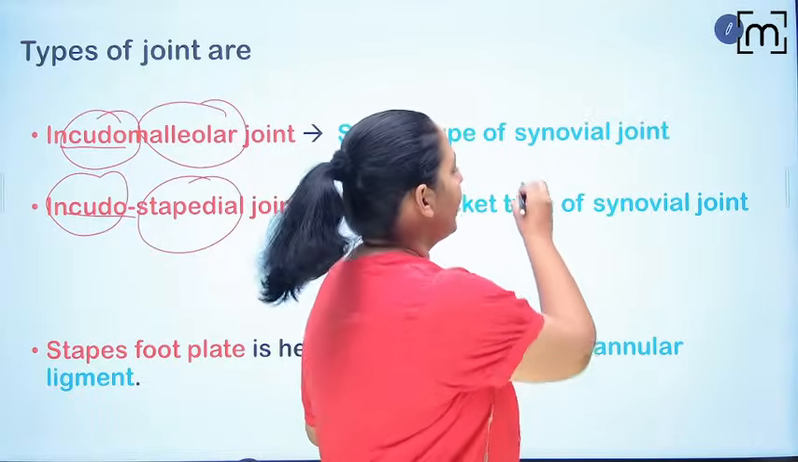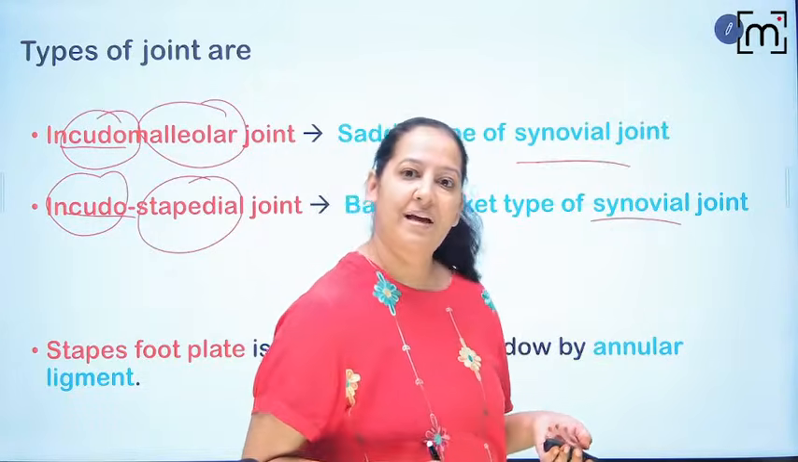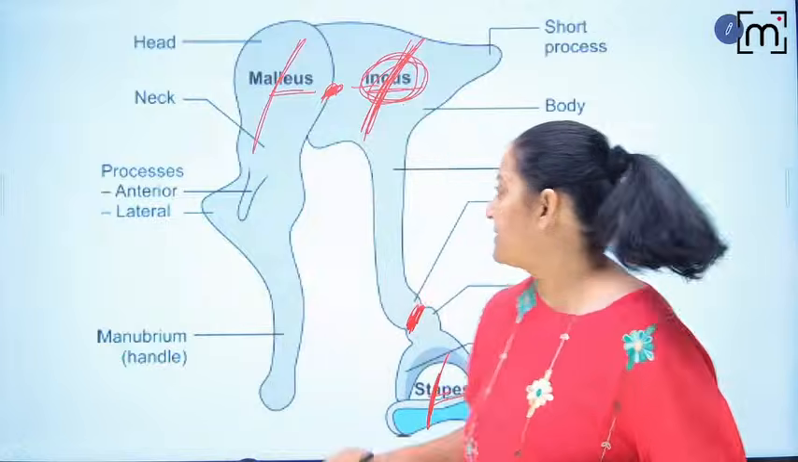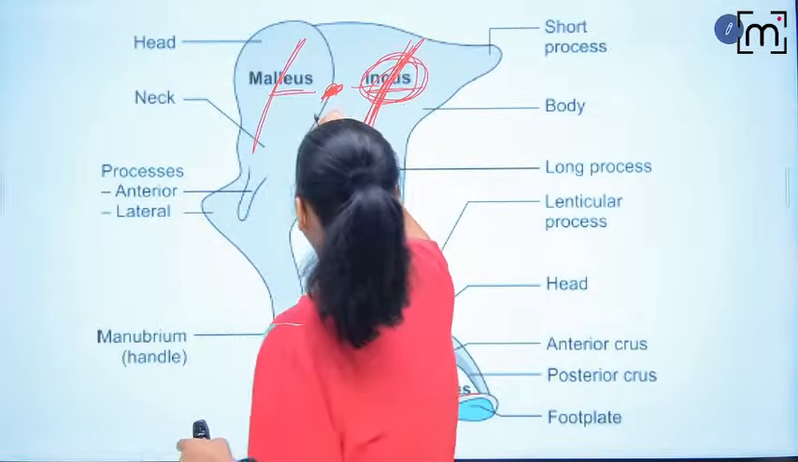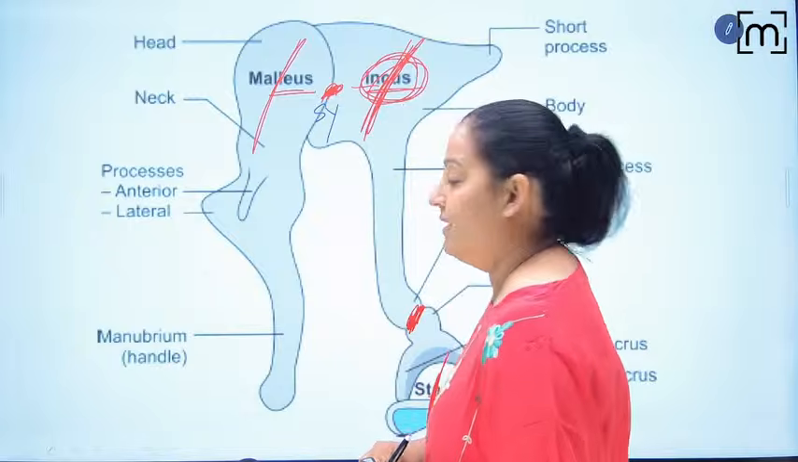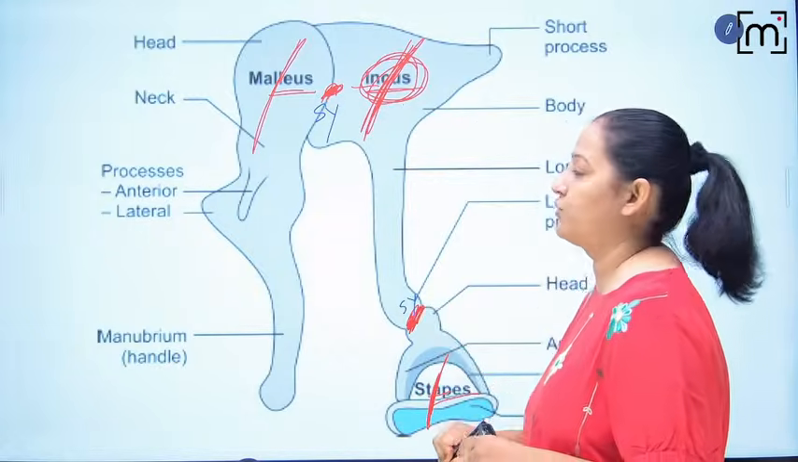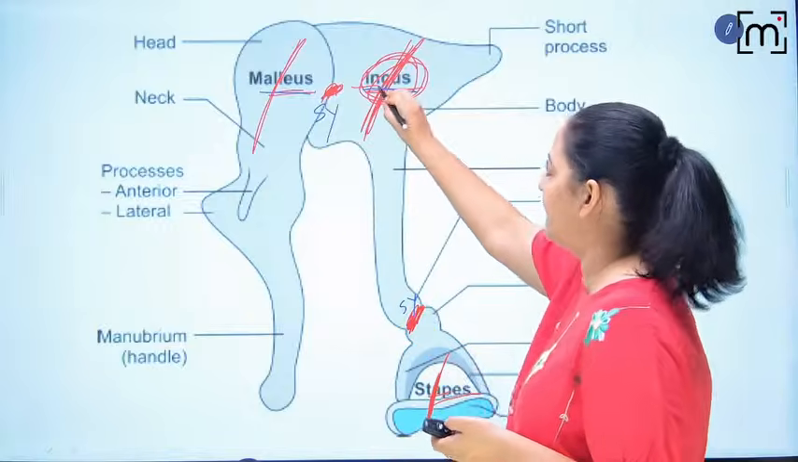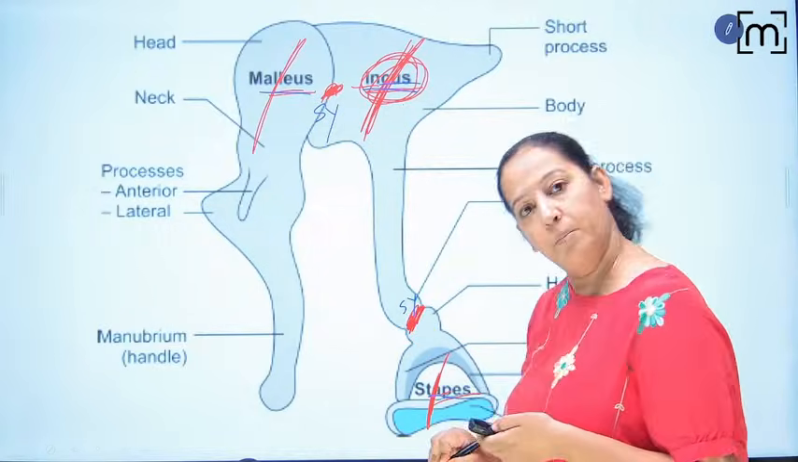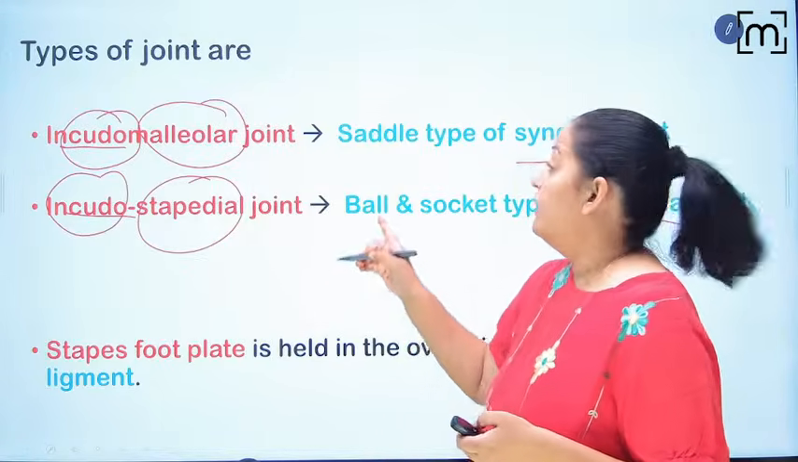You know synovial joint? Yes, both of them are synovial joints. This is also a synovial joint and this is also a synovial joint. You can see I'm writing here. Name the joint: it is the incudo malleolar joint and the incudo stapedial joint. Both of them are synovial joints.